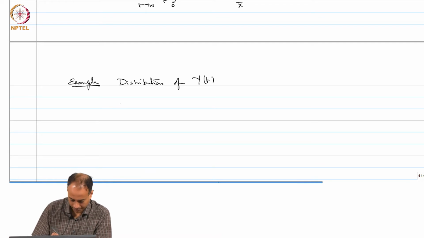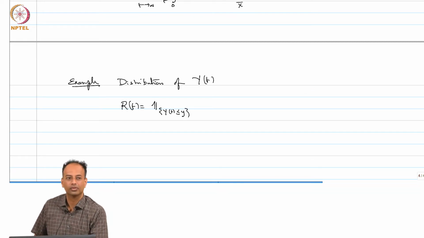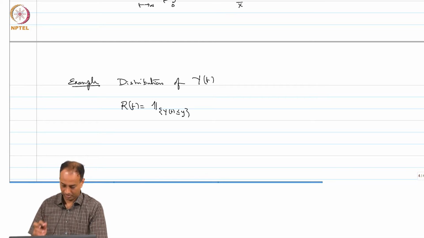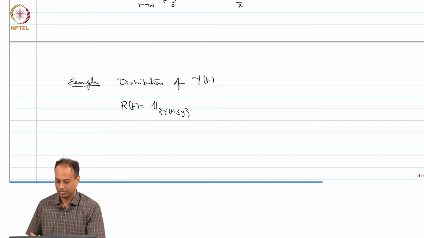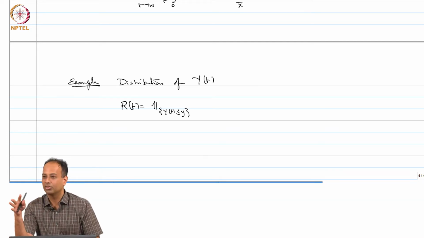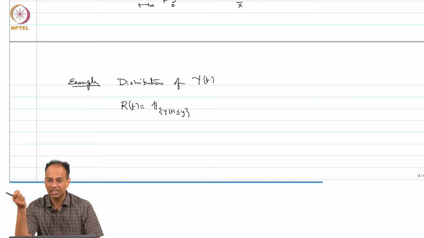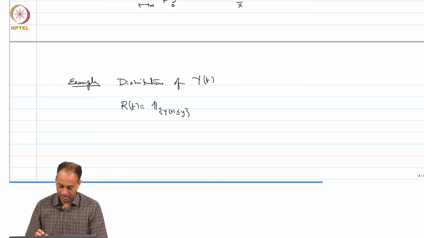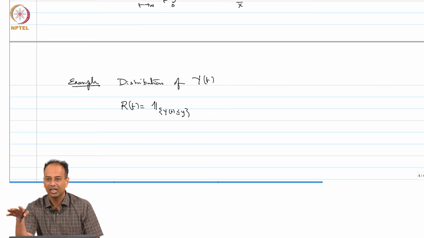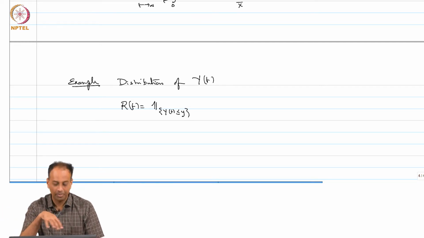So, you want to take, let us say, r of t is just an indicator. Now, if I take the time average of this function, little y is something fixed. I want the CDF, so to speak, of y of t. So, I am looking at the average fraction of time that y of t is less than or equal to little y, if I find the time average of this reward function.